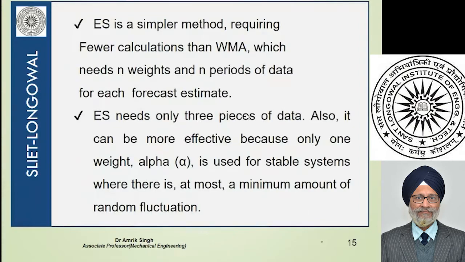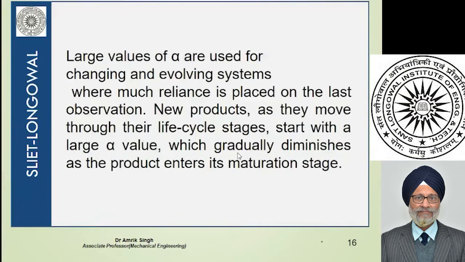ES needs only the 3 pieces of data. Also, it can be more effective because only one weight, alpha or A, is used for the stable system where there is at the most a minimum amount of random fluctuation. So a larger value of alpha is used for a changing and evolving system where much reliance is placed on the last observation. So for a new product, if you are going to forecast, alpha is very important.